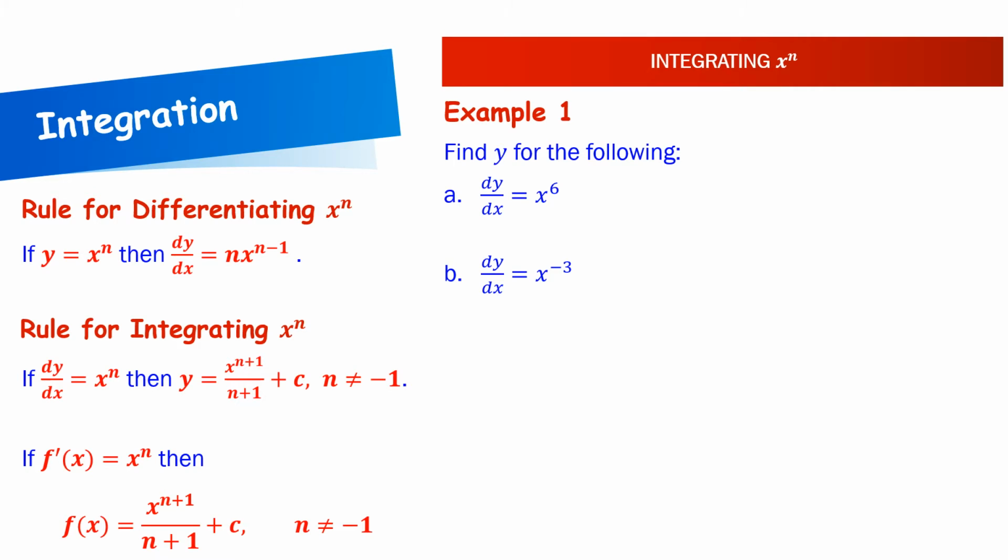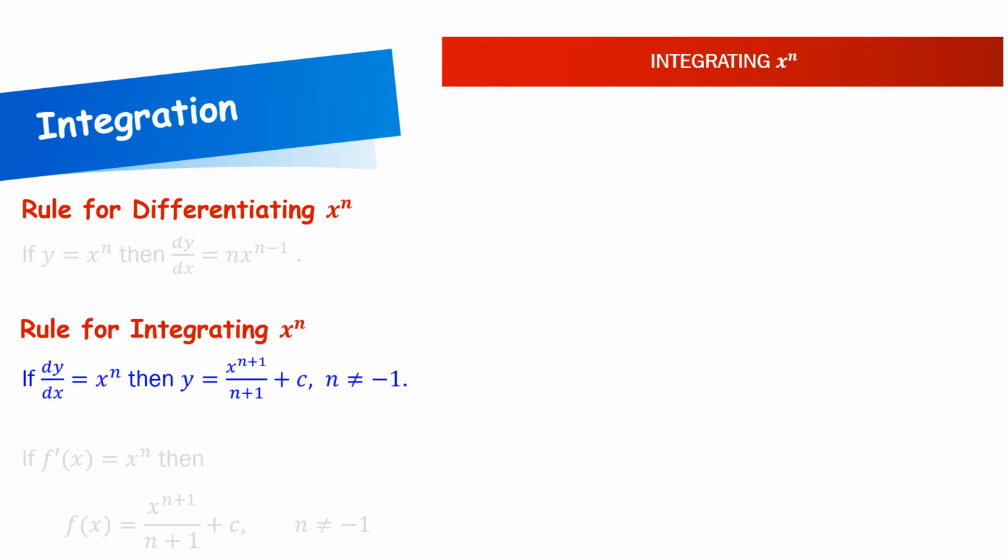Let's now take a look at some examples. Find y for the following. Part A, dy dx equals x to the power 6, and Part B, dy dx equals x to the power minus 3. Pause the video and have a go. Press play when you're ready to view the solutions.